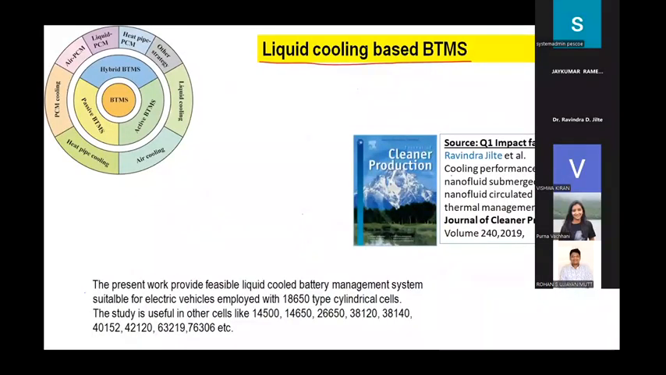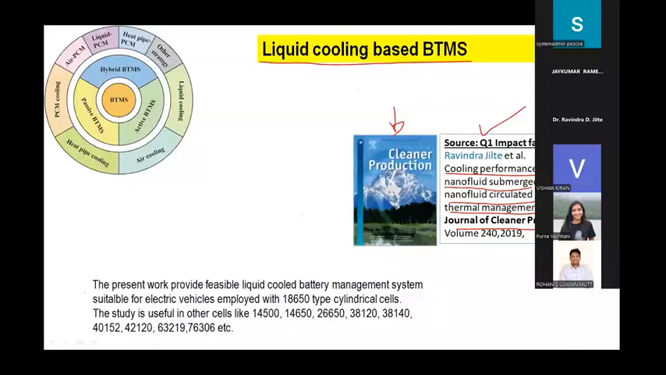The title given to the article was cooling performance of nanofluid submerged versus nanofluid circulated thermal management systems. It got published in the Journal of Cleaner Production, which has a present impact factor of 10, and again it is a key one journal. My sole aim of displaying this citation is to inspire you to carry out research which is publishable in key one journals.